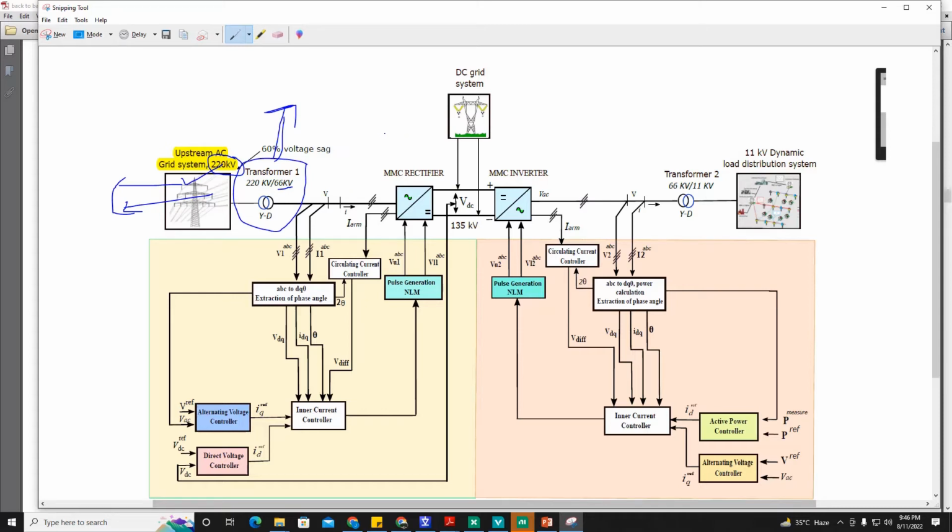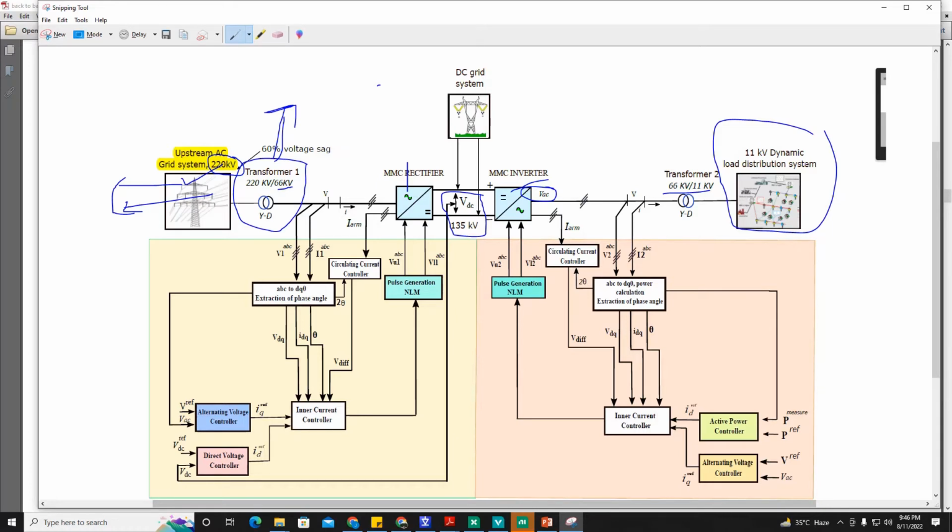And this is a back-to-back HVDC system. This is the rectifier station, this is the inverter station. The DC voltage VDC link is 135 kilovolt. This 135 kilovolt is again inverted into the AC voltage VAC, which is stepped down from 66 kilovolt to 11 kilovolt to meet the requirement of this load distribution system, 11 kilovolt.